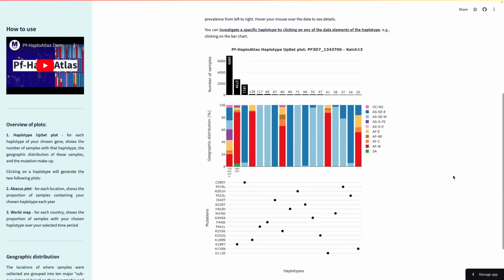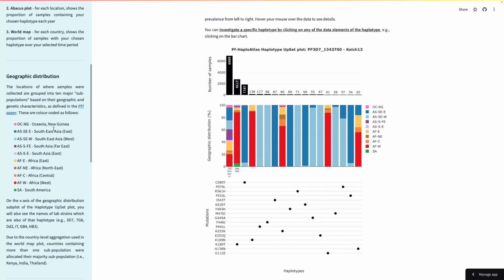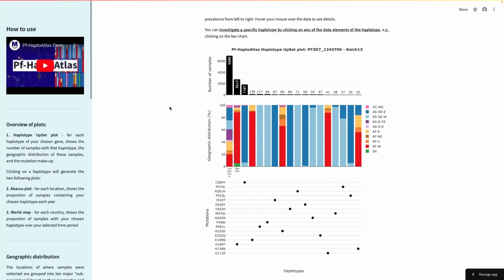Now, let's take a closer look at the third haplotype here. This haplotype was observed in 1,811 samples. It was predominantly observed in just one geographic location, as you can tell by the dominance of this dark blue colour in the bar. If we scroll over to the sidebar here and move down, we can get some more information as to what this location was. So this dark blue colour was the eastern part of Southeast Asia. Finally, the mutational composition shows us that this haplotype consists of just one amino acid difference from the 3D7 reference.